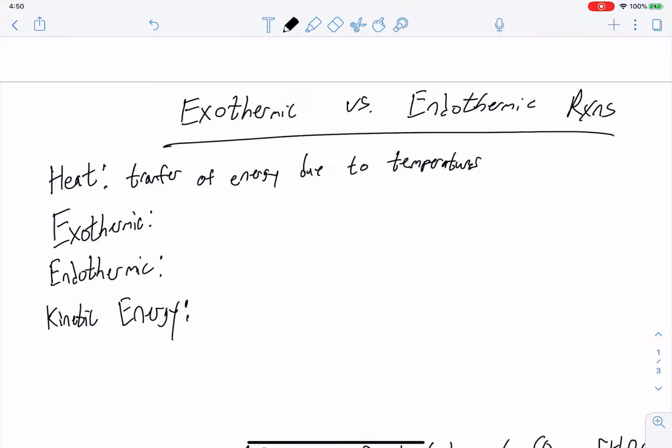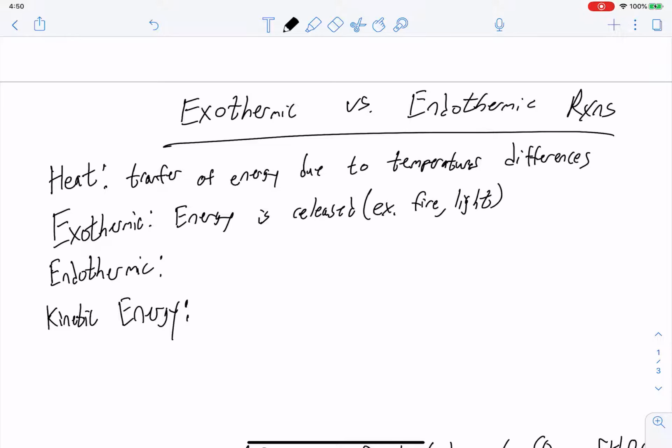Seems like an overly simplistic idea of heat, but when we think about something heating up or cooling down, it's just energy either being released or energy being absorbed, which brings us to exothermic versus endothermic. So exothermic is when energy is released. Okay, so think about some examples. We have fire, we have light. We're going to be drawing some graphs here in a second about what those will look like in terms of energy, but that's our basic definition.